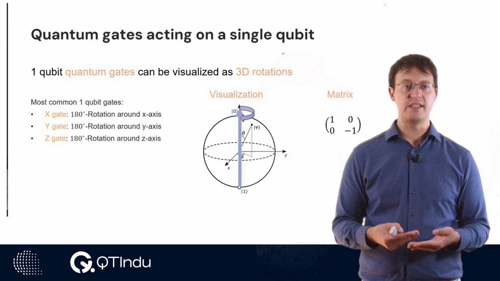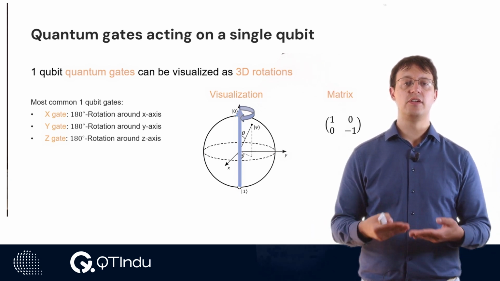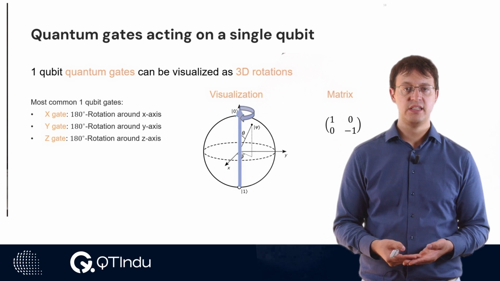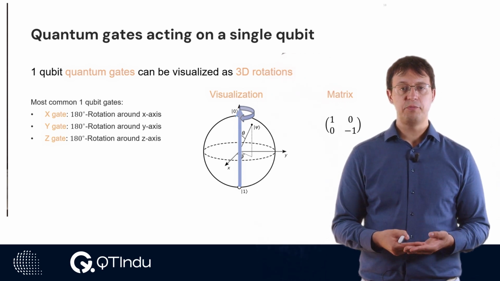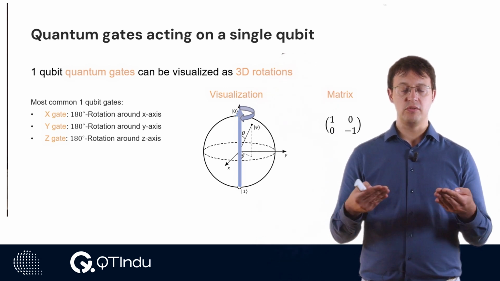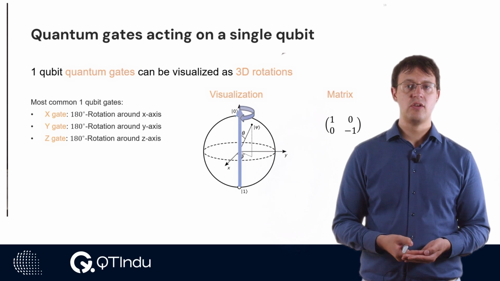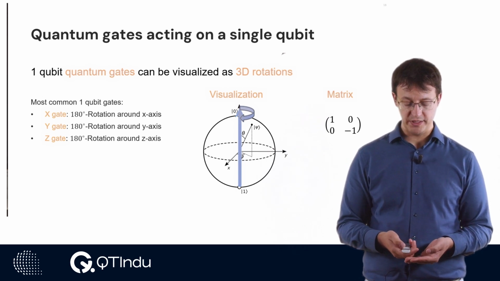Coming back to the phase gate. The Z gate is a 180-degree rotation around the Z axis. The phase gate, which you can see here, is represented by the matrix 1, 0, 0, minus 1. So it flips the phase of the second state of your qubit.